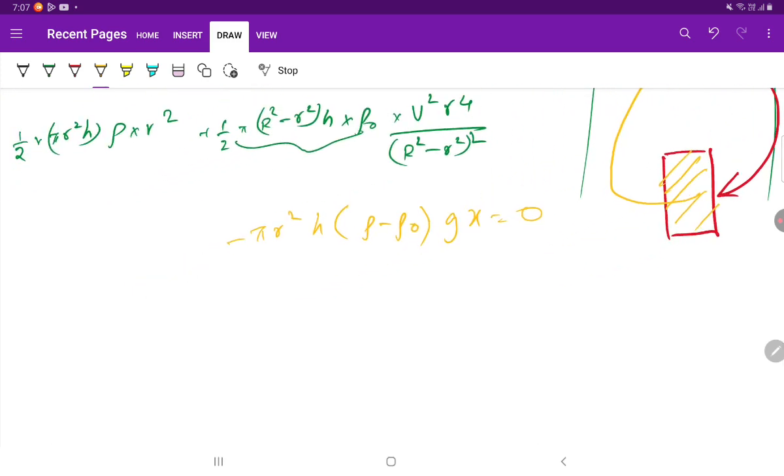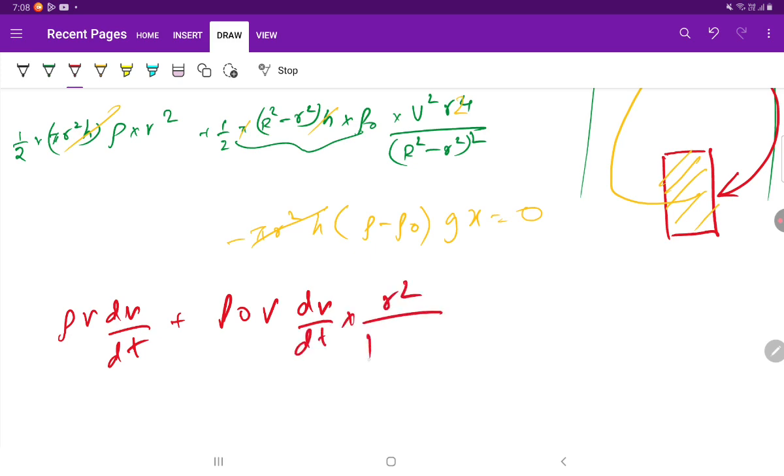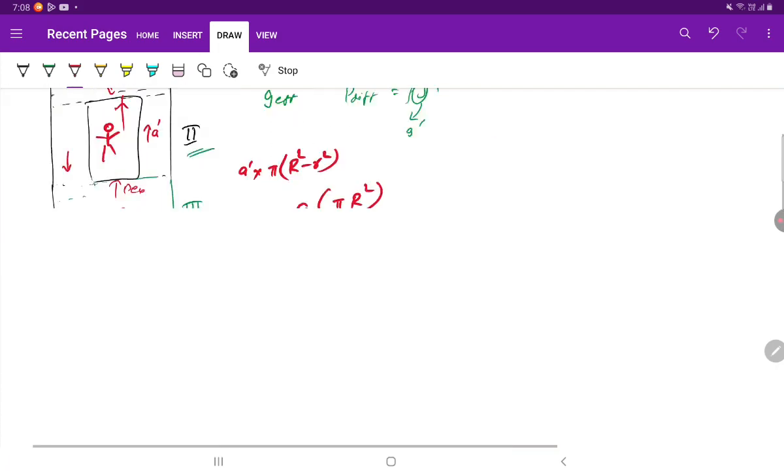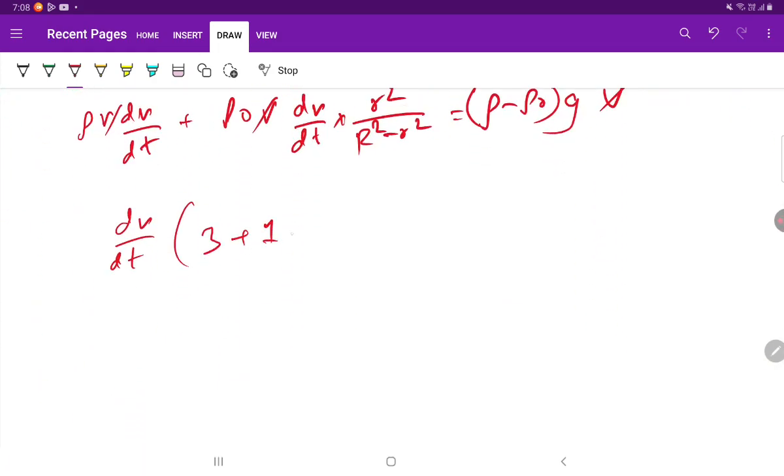Now differentiating with respect to time, and cancelling the pi r square h term, which is very messy, you will end up with rho v dv by dt plus rho naught v dv by dt into small r square by (capital R square minus small r square), which is equal to (rho minus rho naught) g. What is dx by dt? Dx by dt is v. Now cancel all the v, you will get dv by dt. What is rho? Rho is given in the question to be 3. So 3 plus 1 into 1 by third is equal to (3 minus 1 by third) into g.